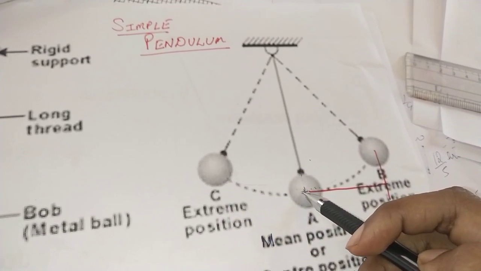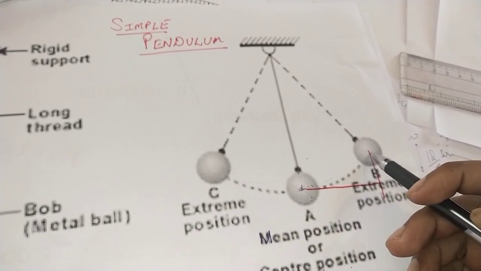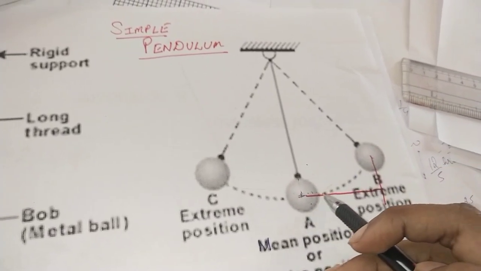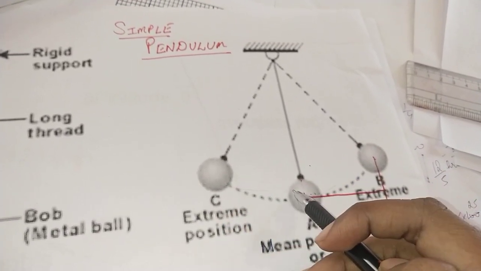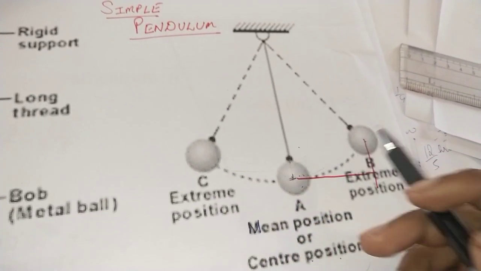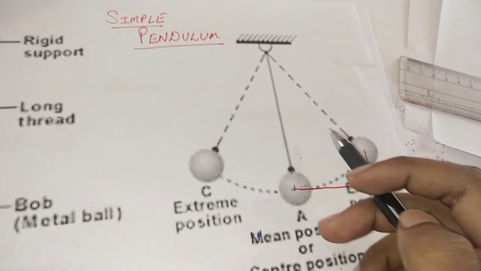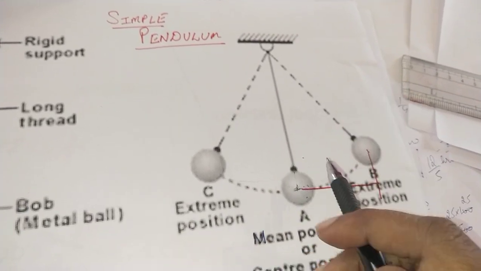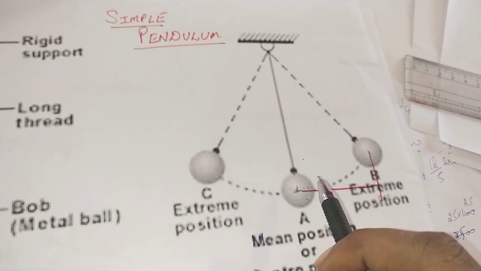That means you took it from here to one of the extreme ends, released it. Now it goes to the other extreme end through the mean position and comes back. So this is what is known as one oscillation. Next is the time period. The time taken by the pendulum to complete one oscillation is known as the time period.